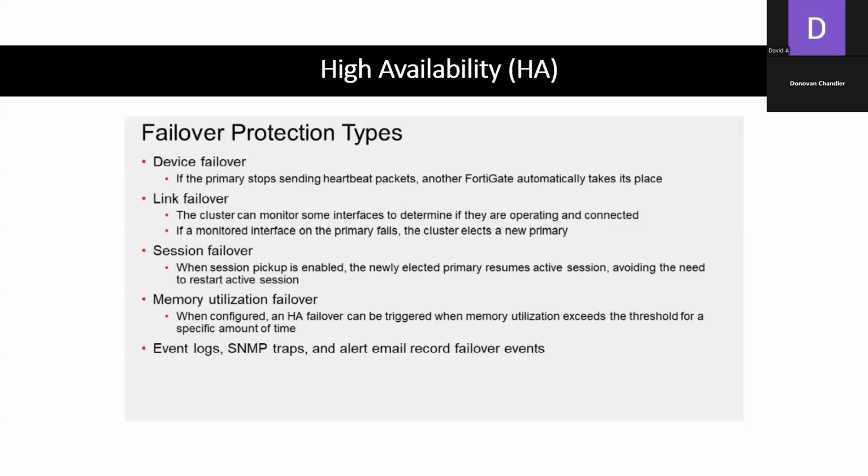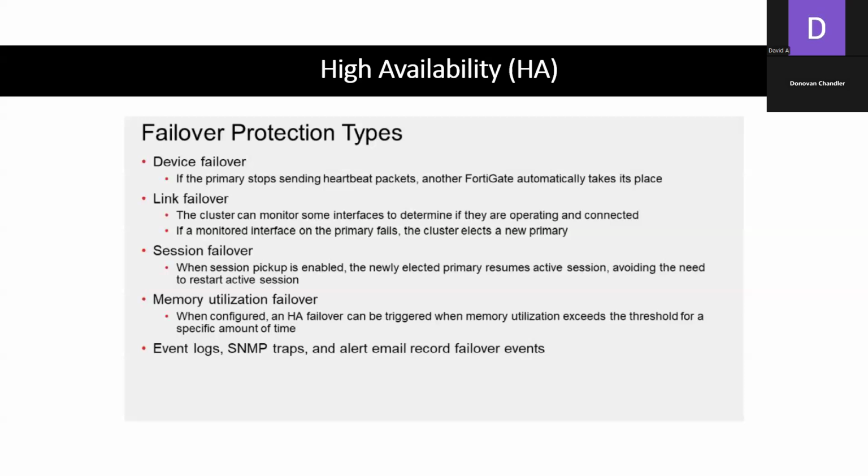Next type of failover type is session pickup, right? So session failover. What that is, you enable it for your traffic, for that type of traffic that you want to synchronize amongst cluster members. The sessions are resumed in the event of a device failover or a link failover. Okay, one of the protection types. Okay, memory utilization failover. If you enable memory-based failover, an HA failover can be triggered when memory utilization exceeds the threshold for a specific amount of time. You can enable the memory-based failover through the config system HA CLI command.